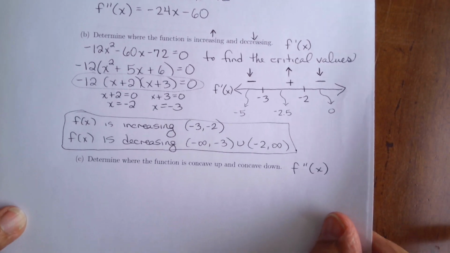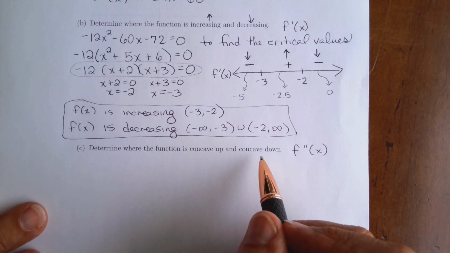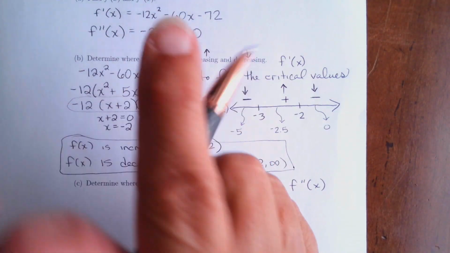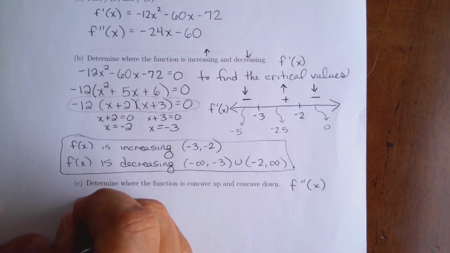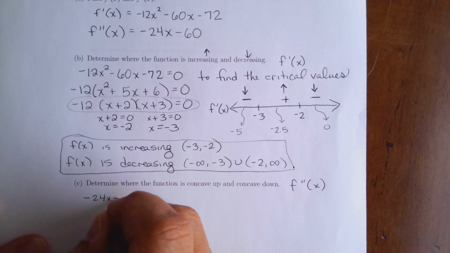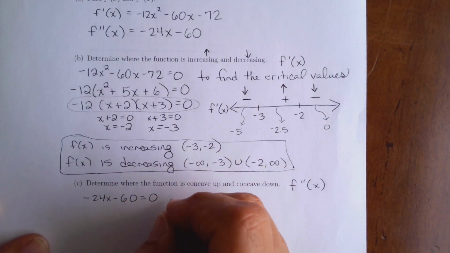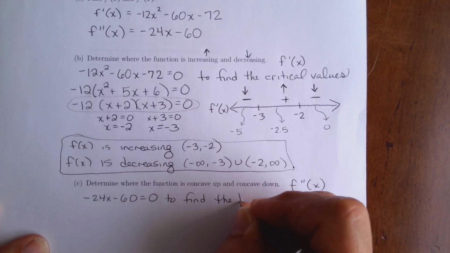All right, so now we're going to move to second derivative, concave up, concave down. So remember what the second derivative was right here. So now we've got to find the hypercritical values. So we're going to take -24x minus 60, set it equal to 0. Okay, that's what we're going to do to find the hypercritical values.